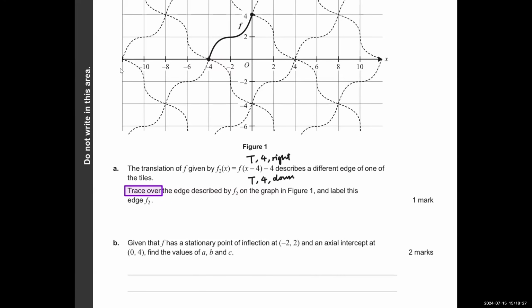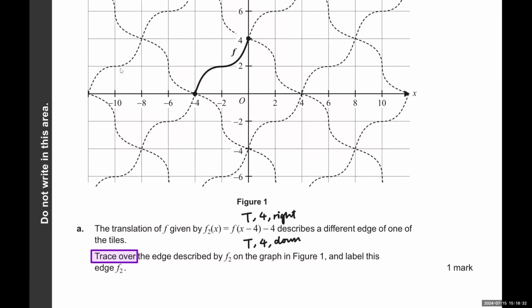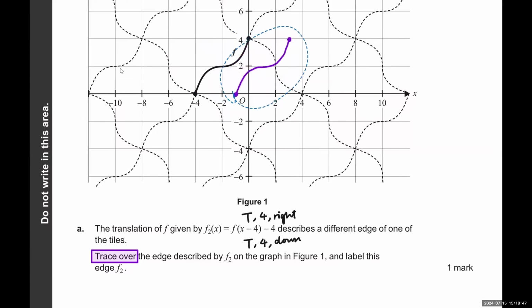Described by f2 in figure 1 and label this edge f2. So don't forget to label that. What you can do is, in your mind, imagine such a traced-over version of your original function. It's translated 4 units to the right and then 4 units down. So this is the part you're supposed to trace over, and you write it like y equals f2 of x. Just label it.